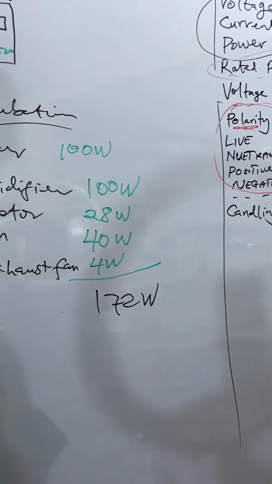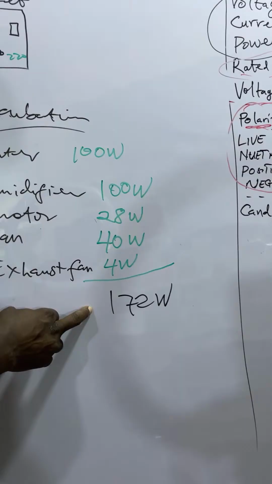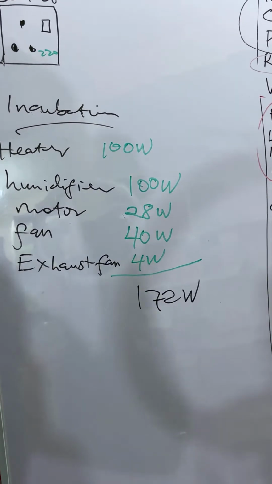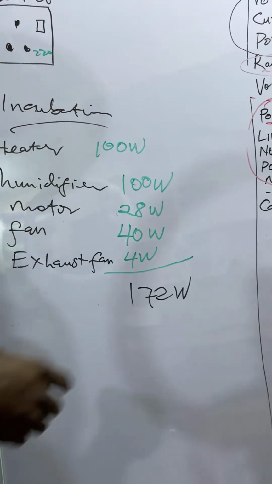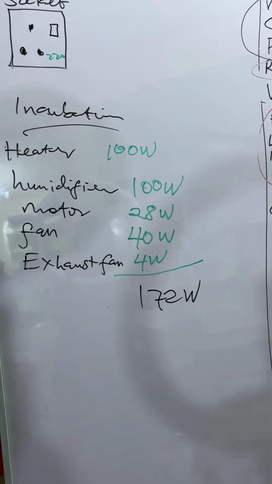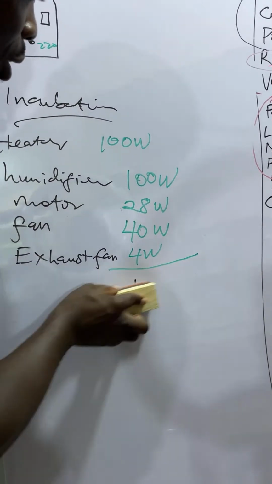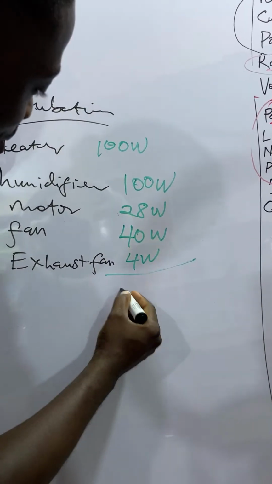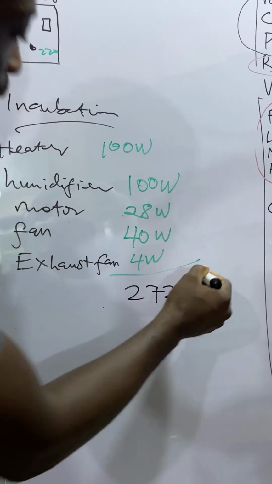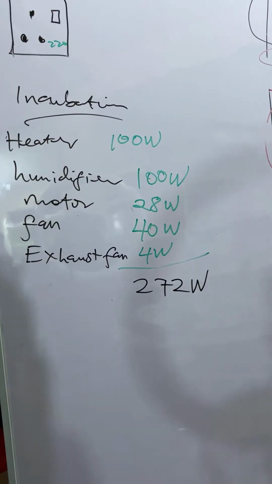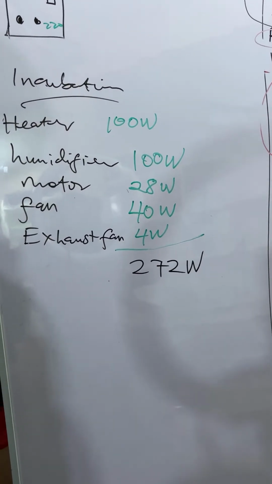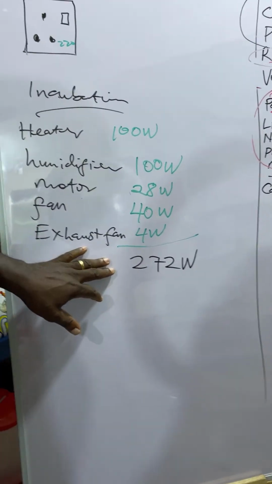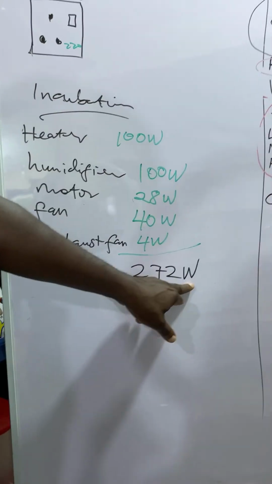Consumption of that incubator that I made. Okay, this is the total power of that. Sorry, 272 rather. 272. Yeah, sorry. Okay, so someone gave the wrong answer. Yes, so 272 watts. Okay, good. Now, if they ask you what is the rated power of your machine, you are not going to say this.